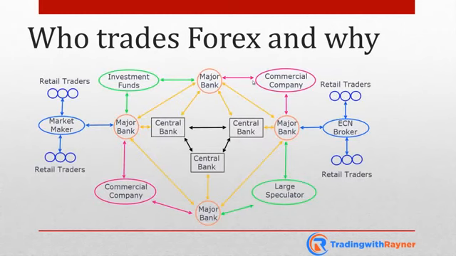As you can see over here, this is roughly what the network of the forex market looks like. In the center, the ones which do the bulk of the transactions are central banks and the major banks. Then you have the investment funds and corporations who are trading with the banks, and then finally retail traders like you and me, who trade in the market as well.